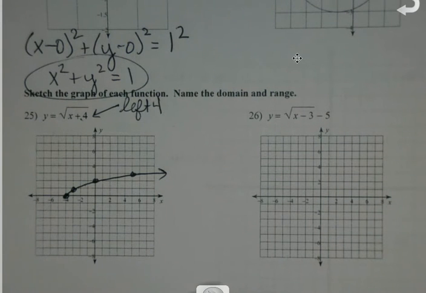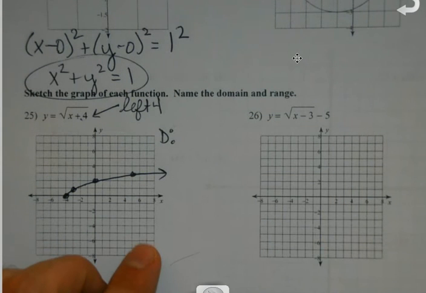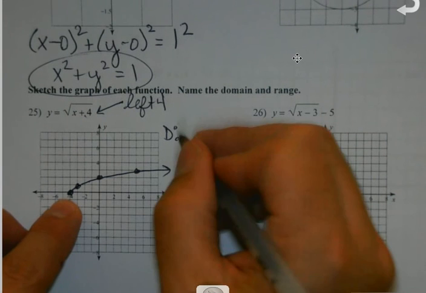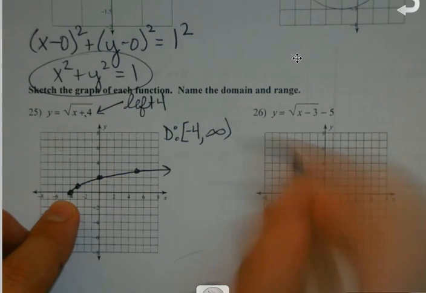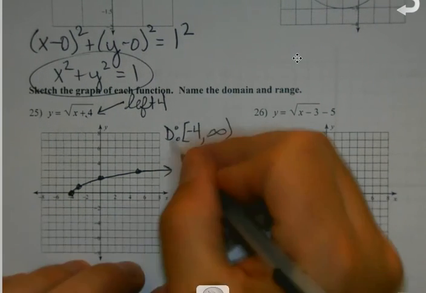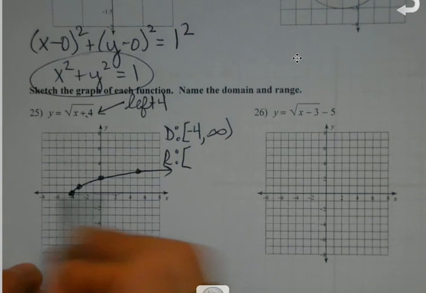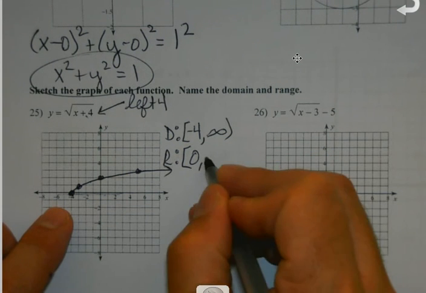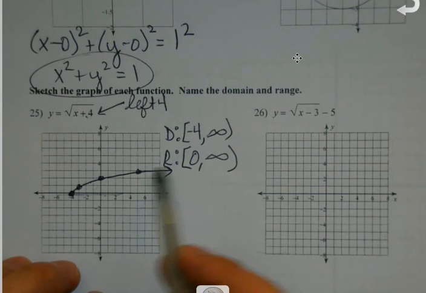And while we're at it, name the domain and range. My domain, my x values, from left, we started at -4, to right, forever. Arrows mean we're going to get infinity somewhere in this. My range, again, it's the y value at that point, which is 0, and that goes up forever. It looks like it levels off, but it doesn't. It just keeps going and going.